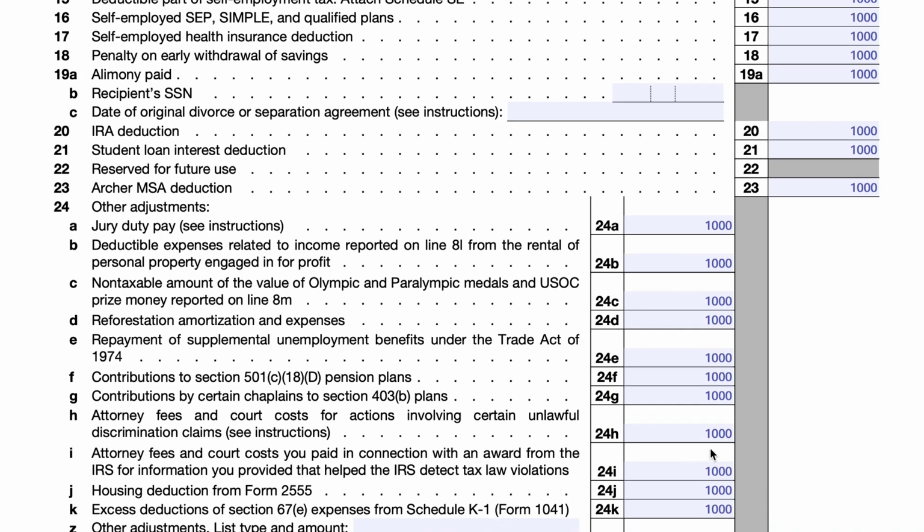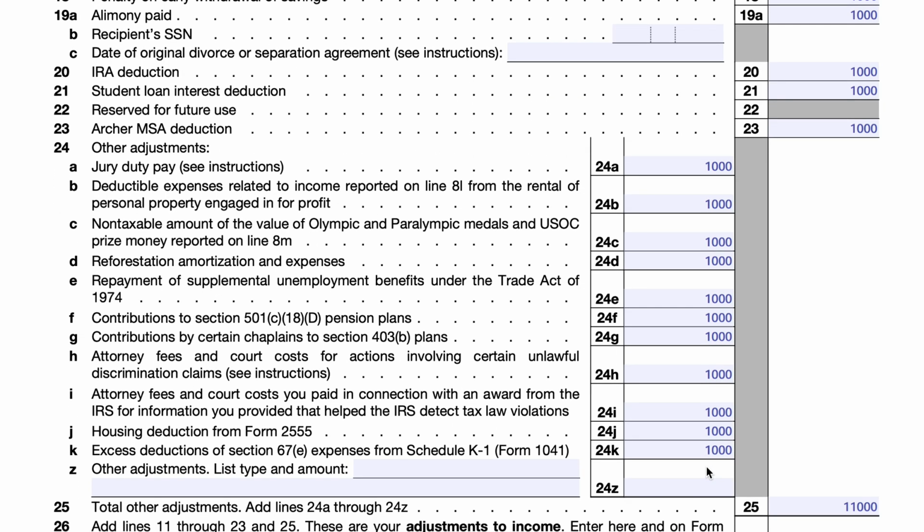24I, these are attorney fees and court costs that you paid in connection with an award from the IRS for information about tax fraud or tax law violations. So you can become a whistleblower, and if you had to pay for certain documents or whatever, then you can include those fees here. The housing deduction from IRS Form 2555 is not the exclusion, it's the housing deduction.